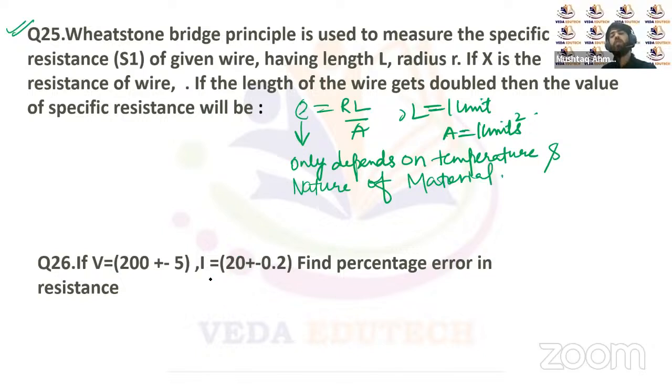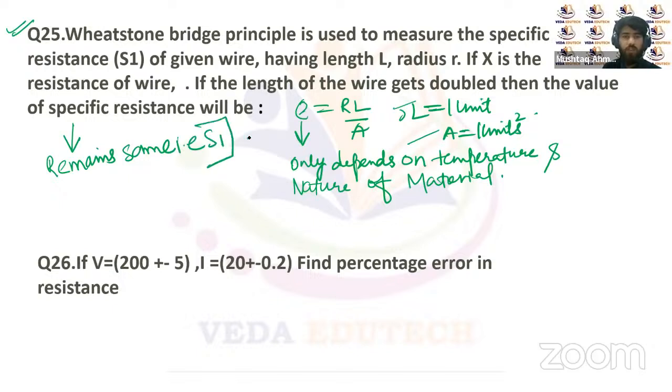So resistivity of a conductor will only depend on temperature and nature of material. It will not depend on length and area of cross section. So if the length of the wire gets doubled, then the value of specific resistance remains same. The answer will be S1. So it will not change.